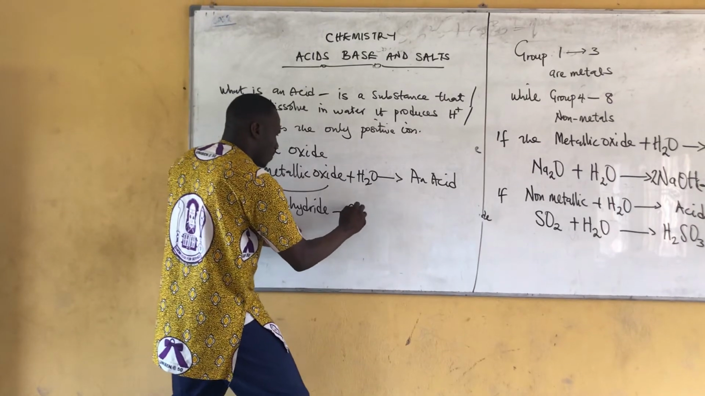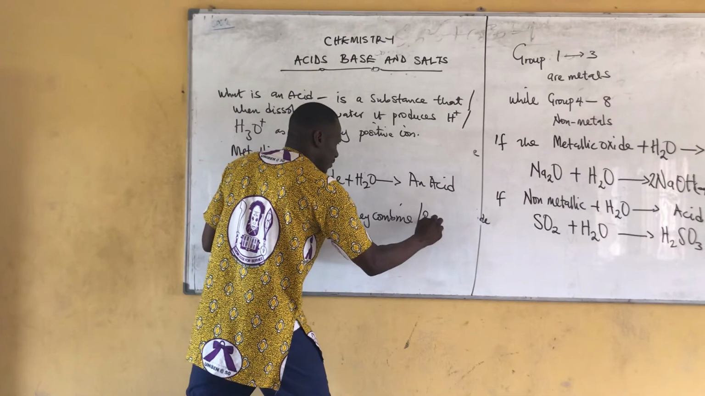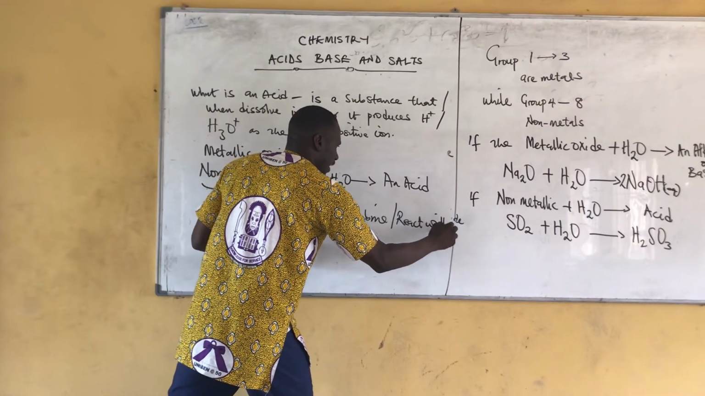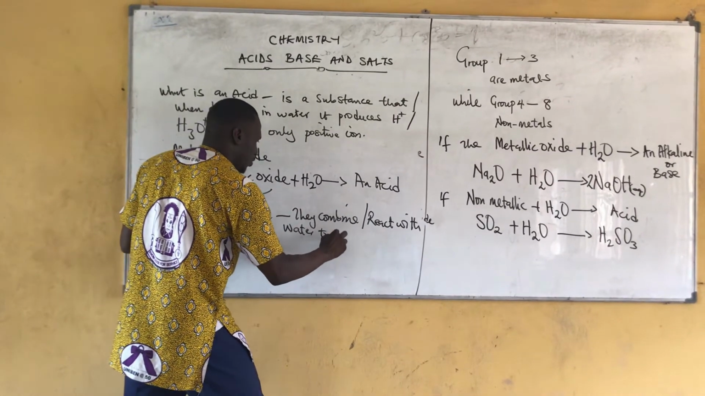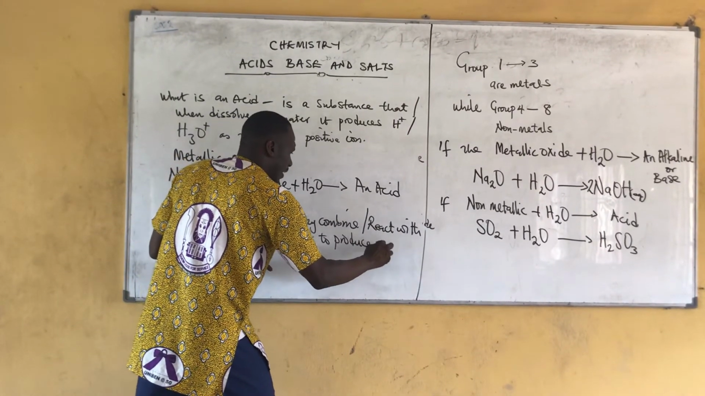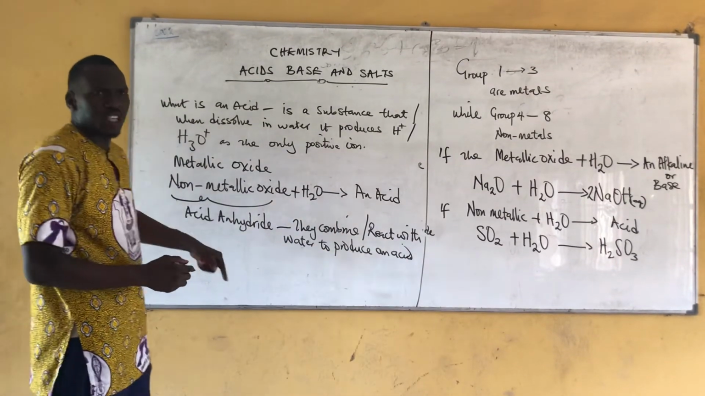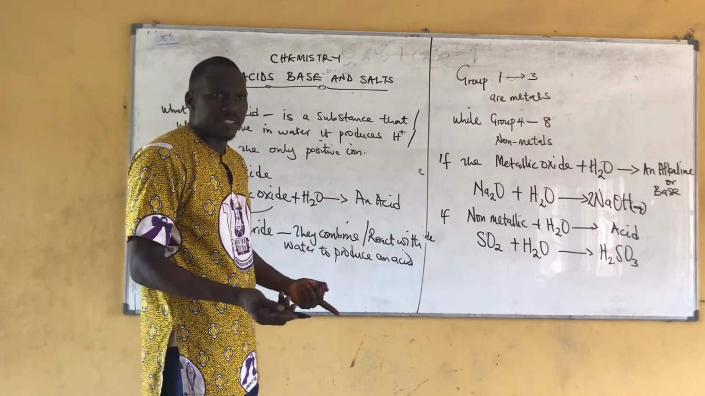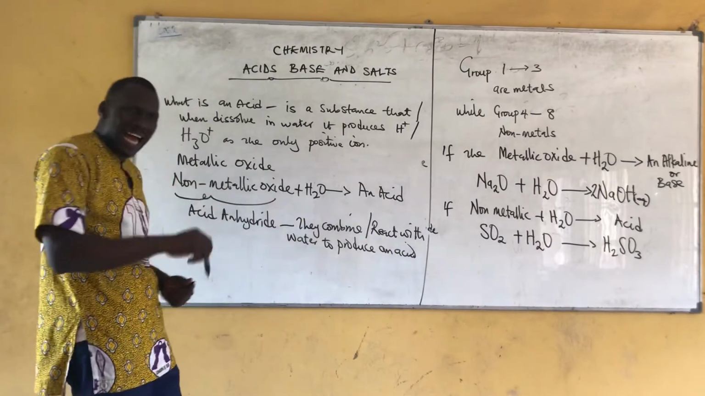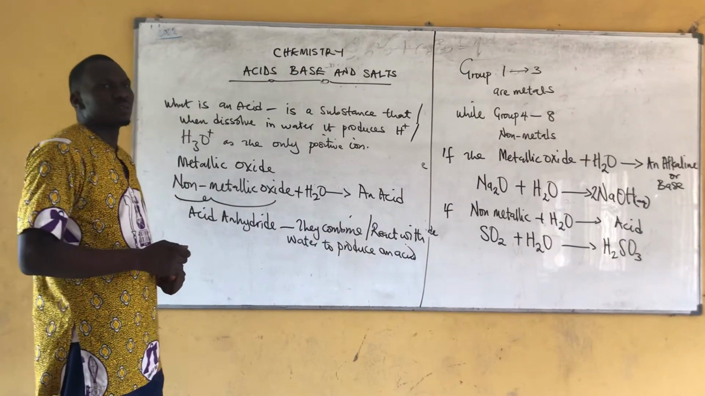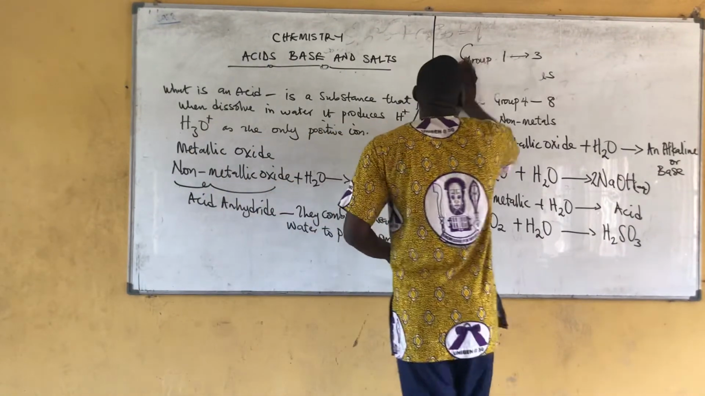Meaning, they combine or react with water to produce an acid. So it is an oxide that dissolves in water to produce an acid. So every acid is formed from acid anhydride that reacted with water to give us acid. We have different types of acids.